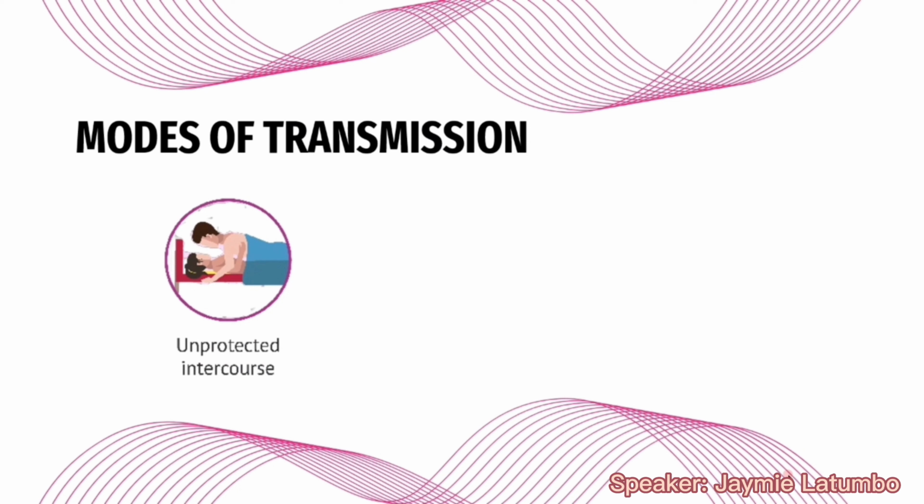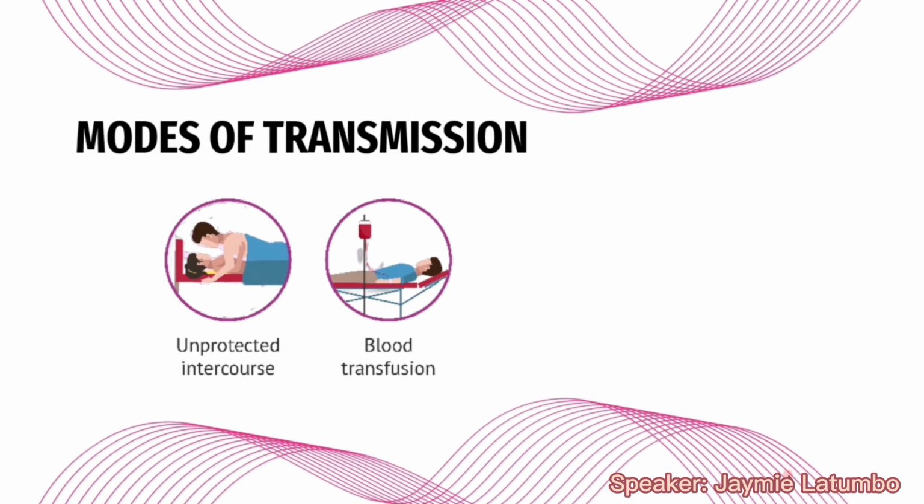The second way of transmission is through blood transmission. As I stated, the disease or infection can sometimes be found in body fluids, such as semen, vaginal discharge, and blood. Which is why if the blood of an infected individual has been transfused to a non-infected individual, he or she may get infected too.